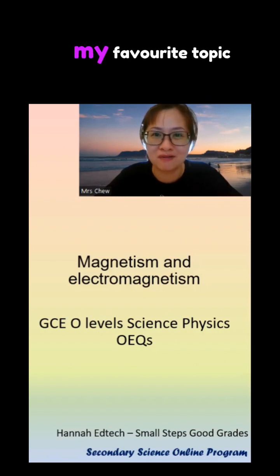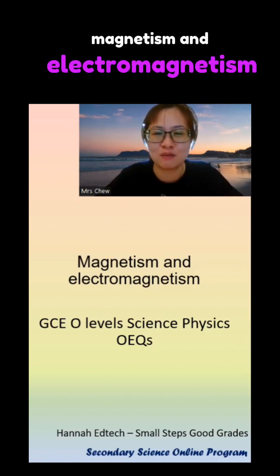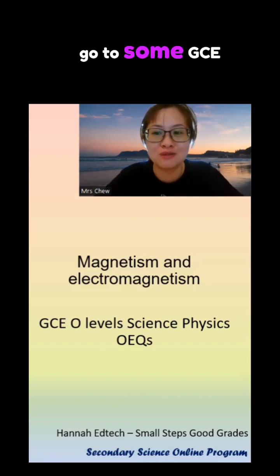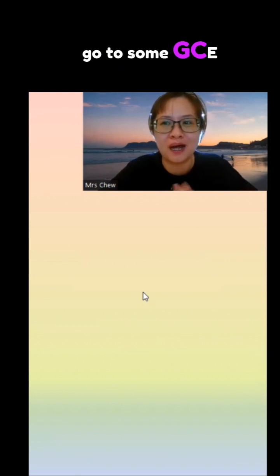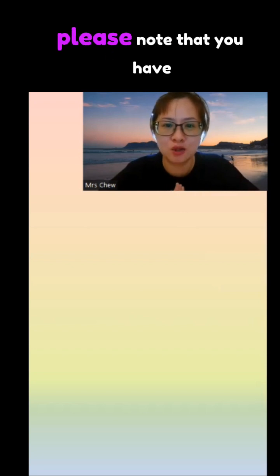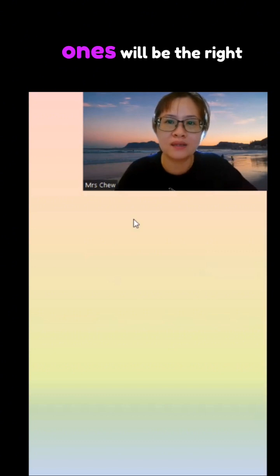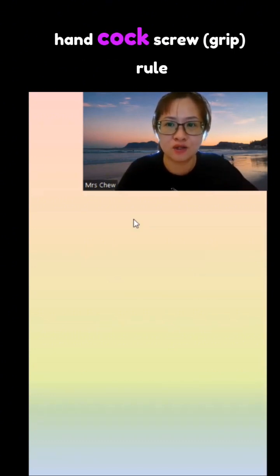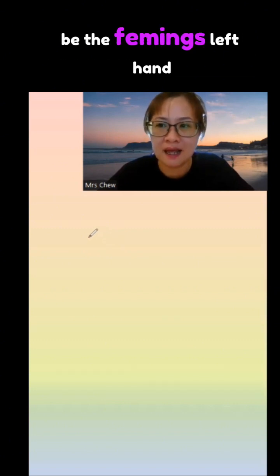Today we are going to do my favorite topic, magnetism and electromagnetism. We are going to go through some GCE O-levels physics questions. Before I jump into the questions, please take note that for this chapter you have two important rules. One will be the right-hand corkscrew rule, and the other one will be Fleming's left-hand rule.